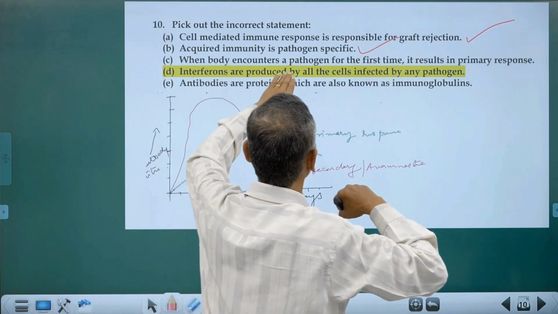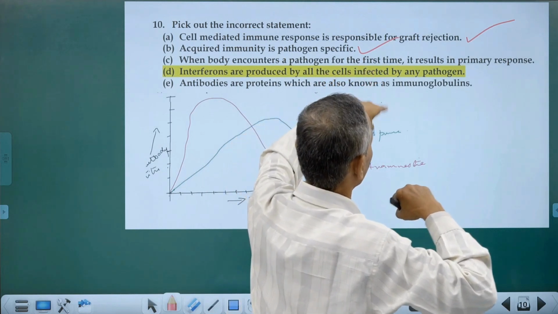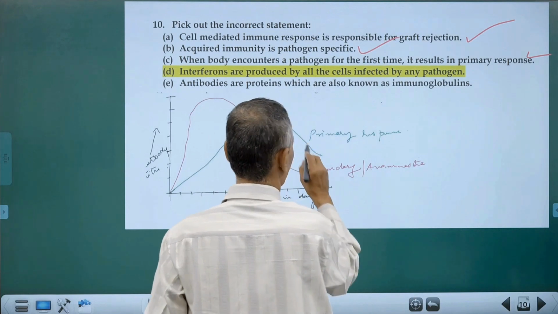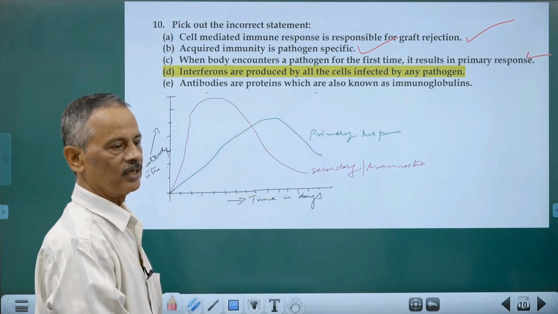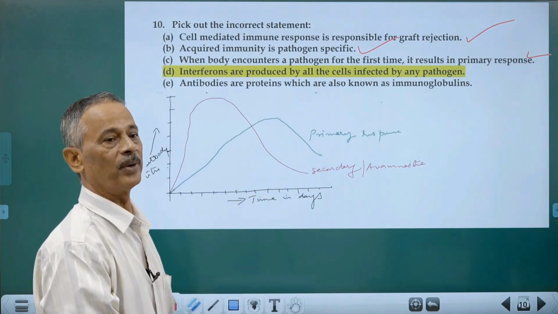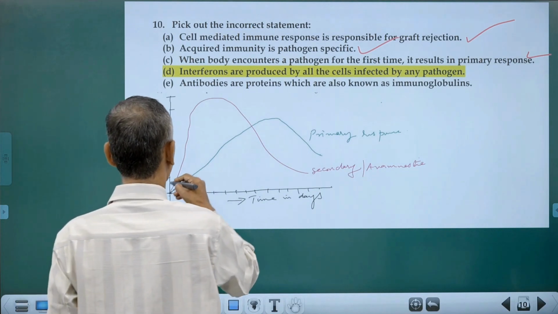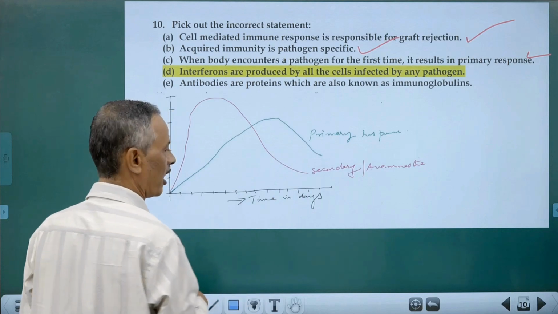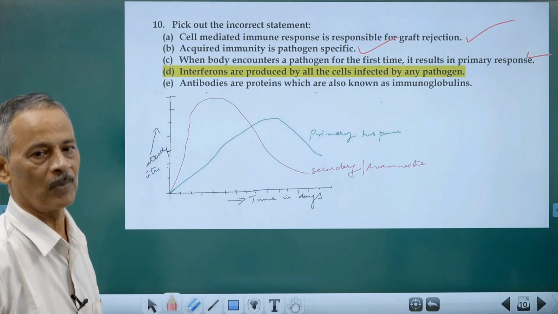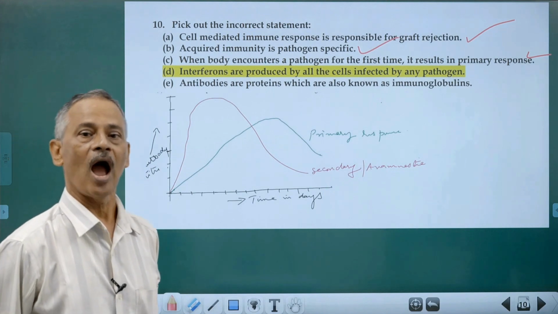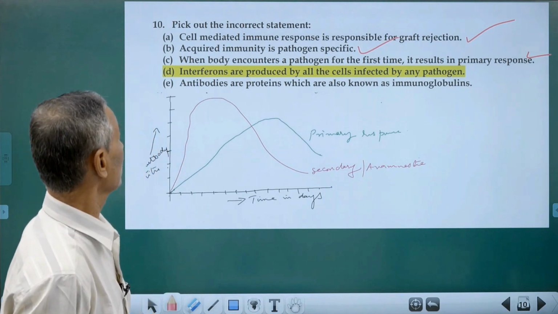When the body encounters a pathogen for the first time, it results in a primary response. Primary response is slow and weak. That's why very often we will fall sick. Whereas when the same pathogen attacks for a second time, our body has memory. That memory is the most important feature of acquired immunity.